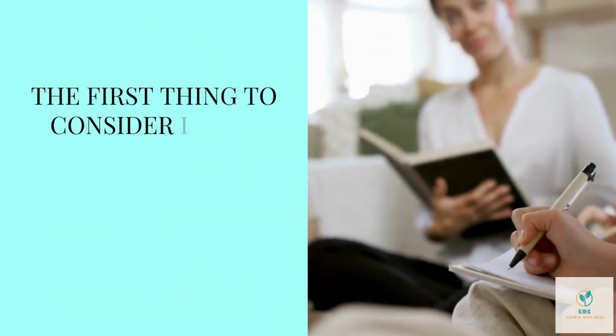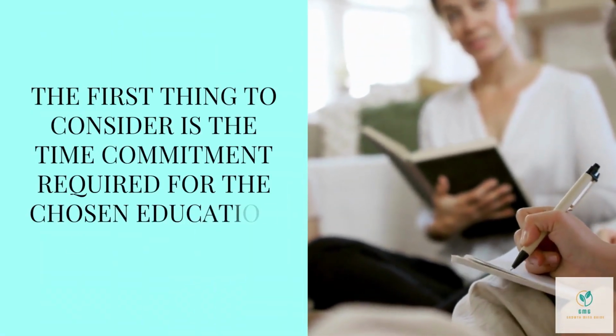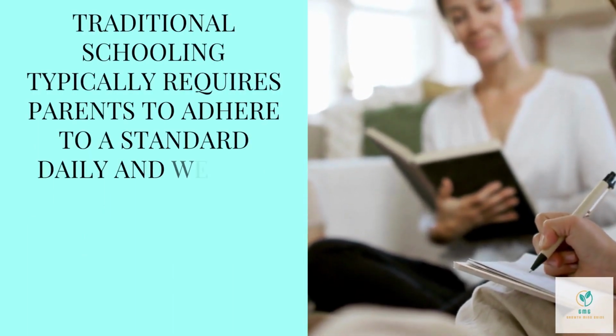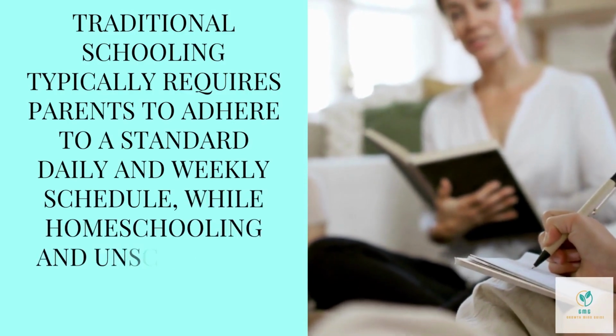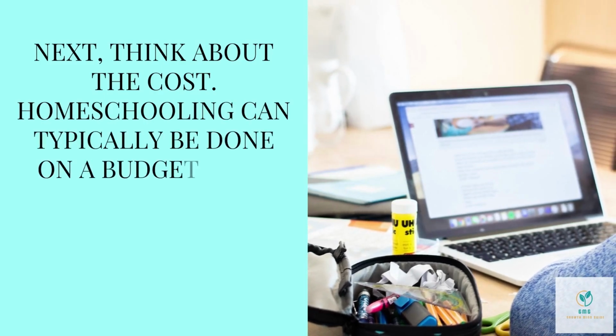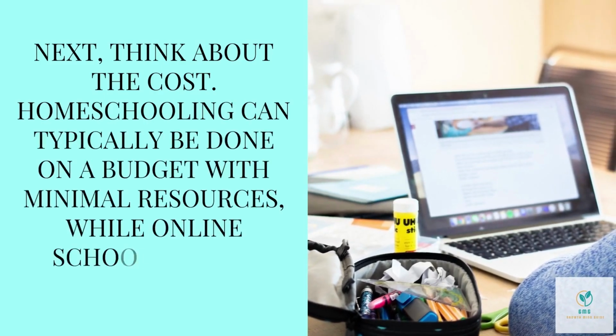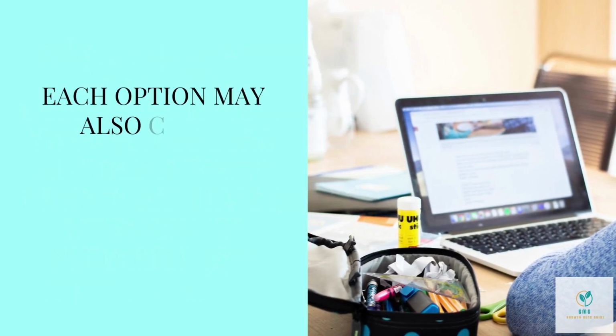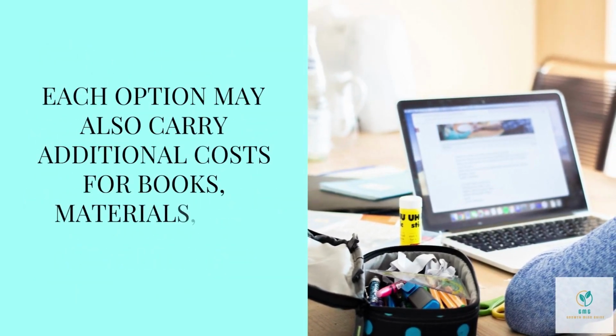The first thing to consider is the time commitment required for the chosen education alternative. Traditional schooling typically requires parents to adhere to a standard daily and weekly schedule, while homeschooling and unschooling offer more flexibility. Next, think about the cost. Homeschooling can typically be done on a budget with minimal resources, while online schooling may require a tuition. Each option may also carry additional costs for books, materials, and supplies.